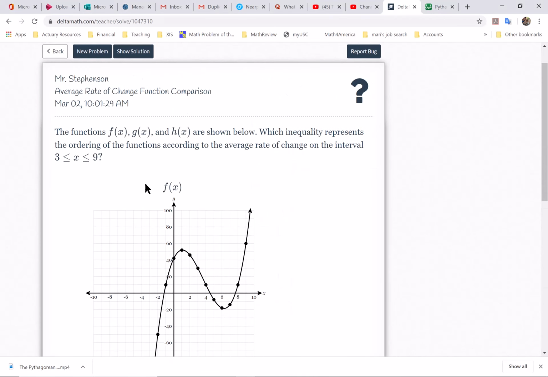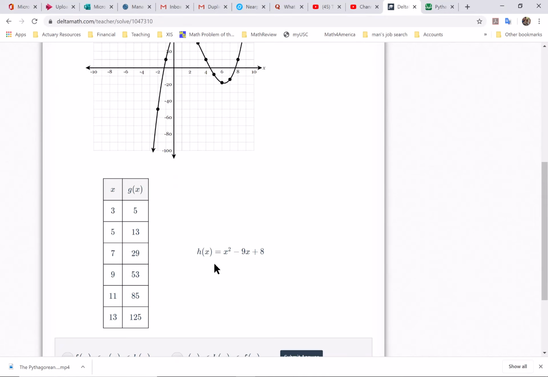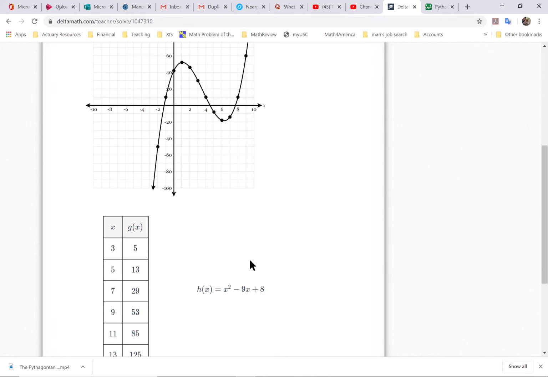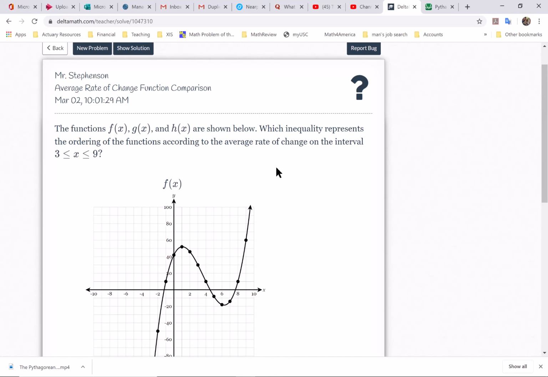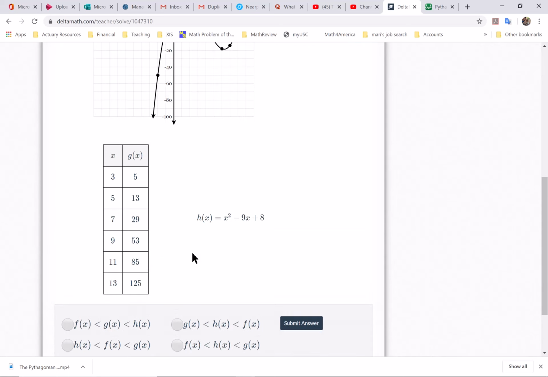Okay, these are interesting problems. The next one's interesting because they're giving you 3 functions. One is a graph, one is a table, and one is an actual written out algebraic function. And they're asking us to figure out which of them, with average rate of change from 3 to 9, which one has the greatest average rate of change, right?